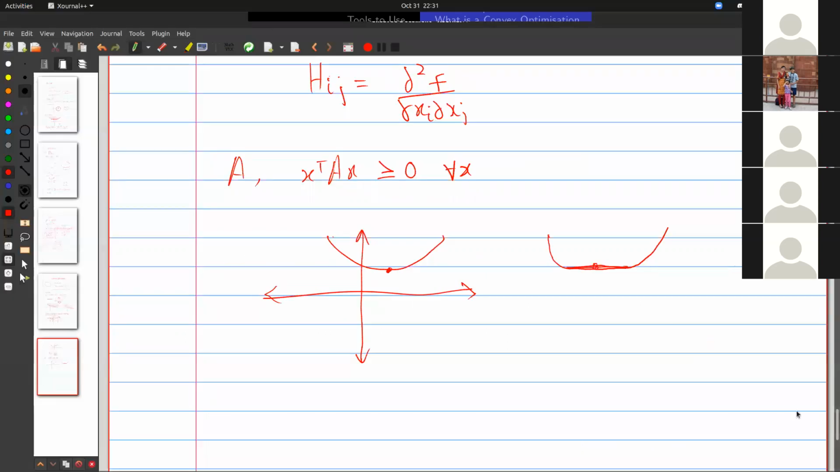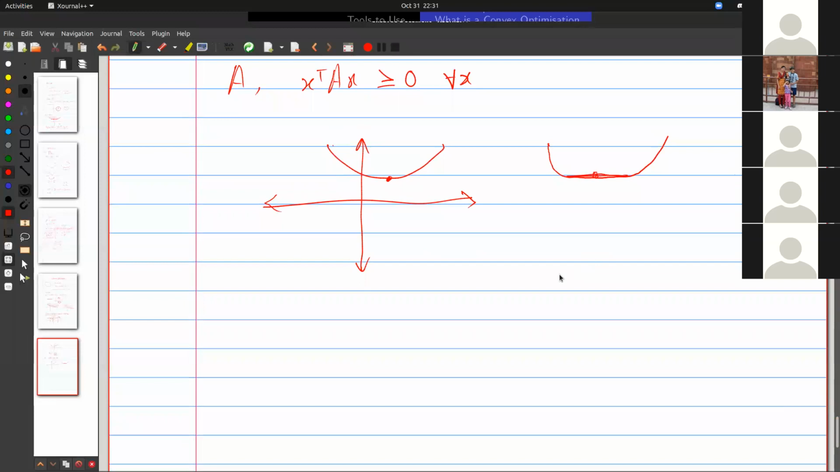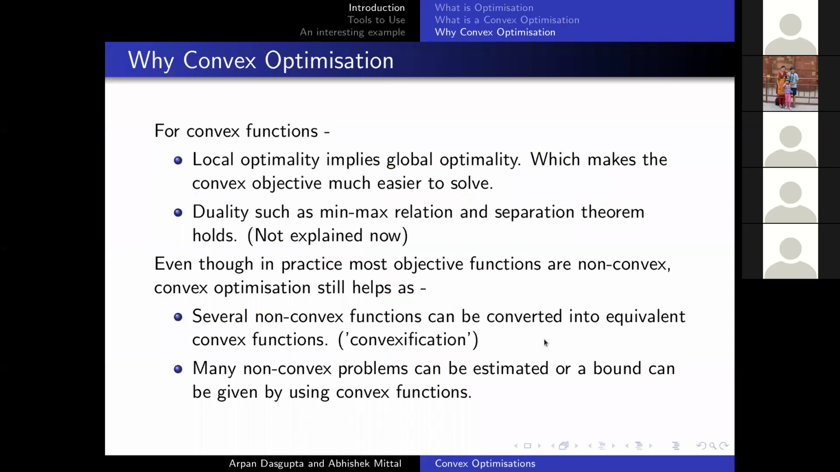Now, however, in most real life problems, what you'll see is that most problems are non-convex. So why do we worry about convex optimizations again? One of the reasons is that a non-convex function can be convexified. That is, it can be converted into equivalent convex functions.